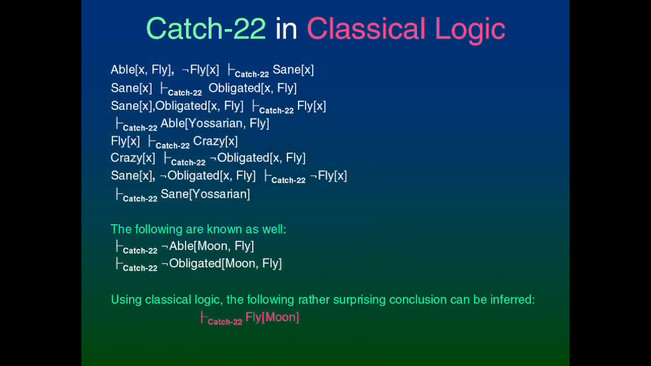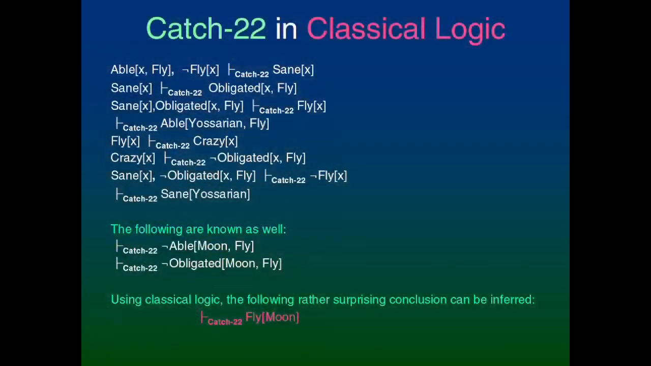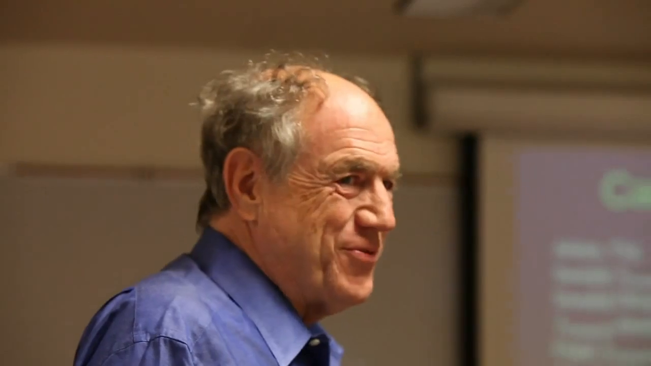Okay, so we also know, background knowledge, that the moon is not able to fly an airplane. And furthermore, the moon is not obligated to fly an airplane. Therefore, we conclude that the moon flies an airplane by the rules of classical logic. You put this into your resolution theorem prover, and it says yes. Just terrific, right? Which is different than "Fly Me to the Moon." That's right, yes, that's right.